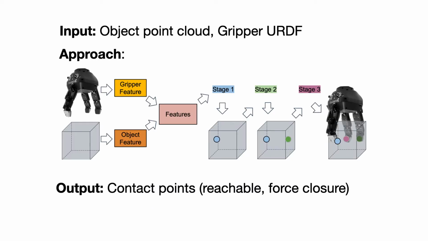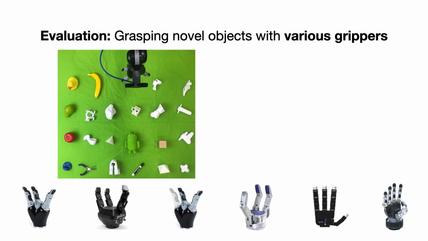It takes the object point cloud and the gripper URDF file as the input, and sequentially outputs contact points. These contact points are both reachable by the gripper and in force closure. We evaluate the UniGrasp method by grasping objects with various grippers in simulation and in real-world experiments. UniGrasp achieves more than 90% grasp success rates.